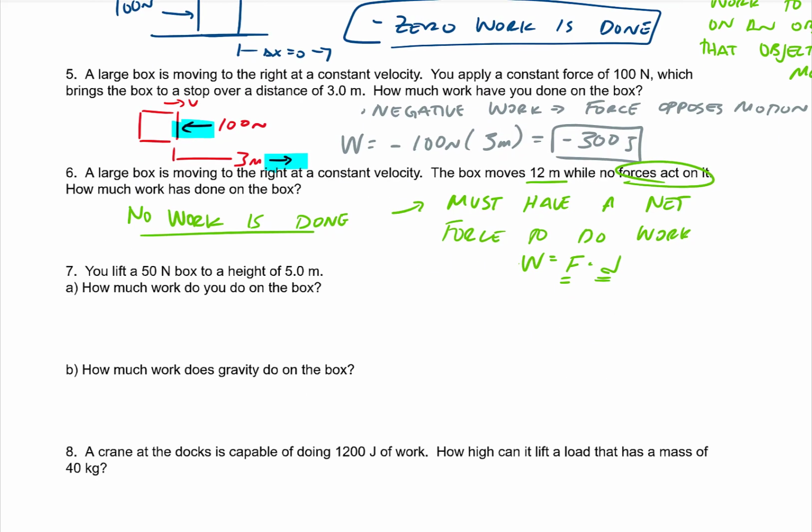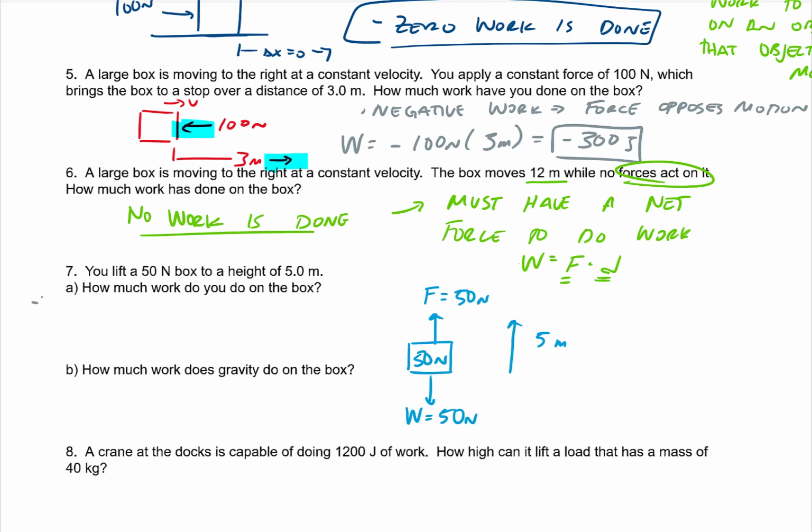All right. Number 7, you lift a 5-kilogram box to a height of 5 meters. So here's our box. Its mass is 5 kilograms. Its weight is 50 newtons. If you're going to lift it up, your force is also 50 newtons. And then we're going to lift the box up 5 meters.